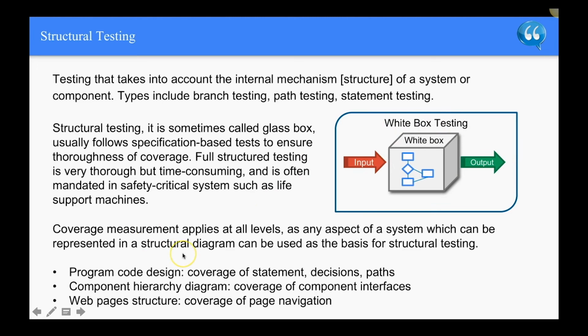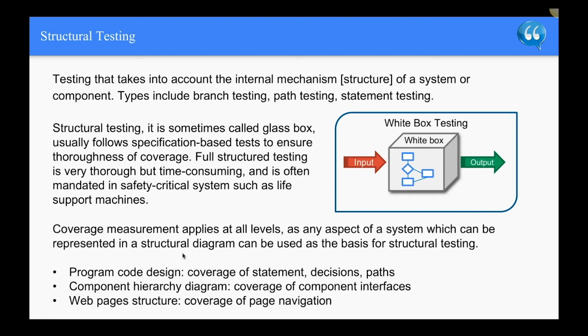So structural testing, known as white box testing, is sometimes called glass box as well. It usually follows a specification-based test to ensure thorough layers of coverage. Full structural testing is very thorough but time-consuming, and it's often mandated in safety-critical systems such as life support machines.